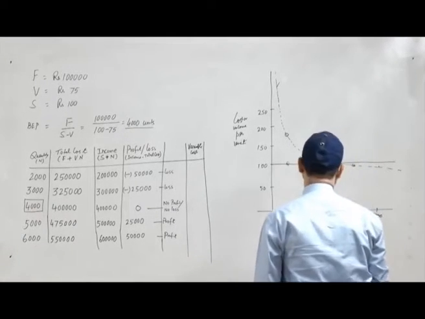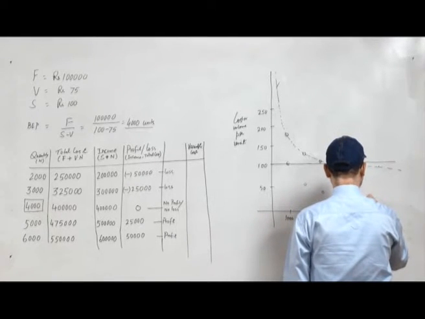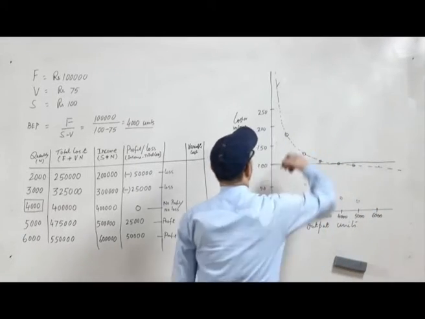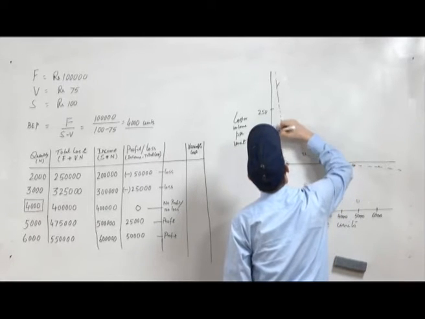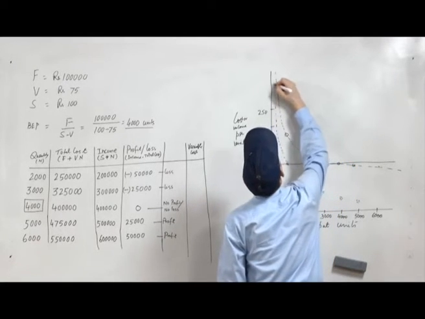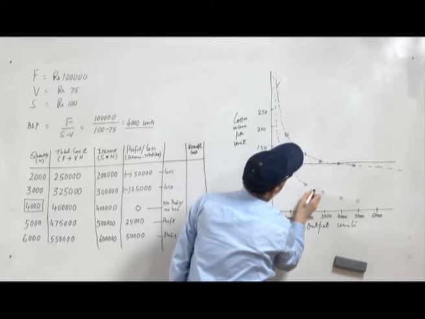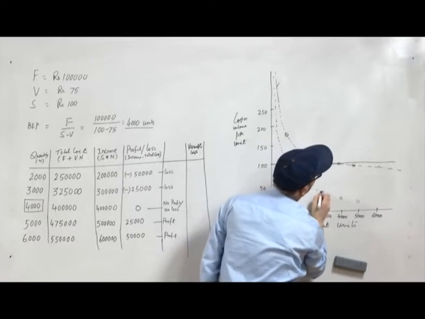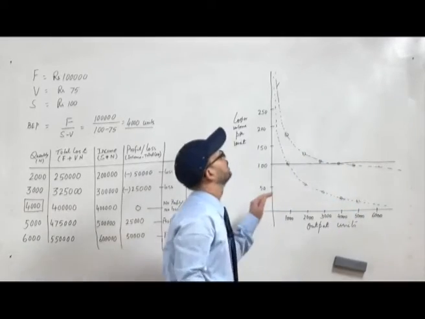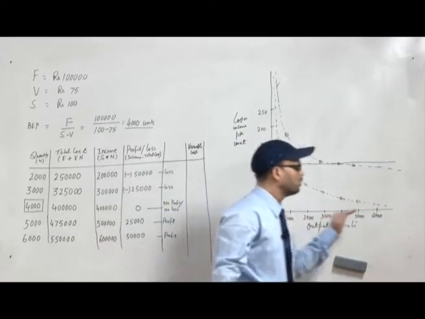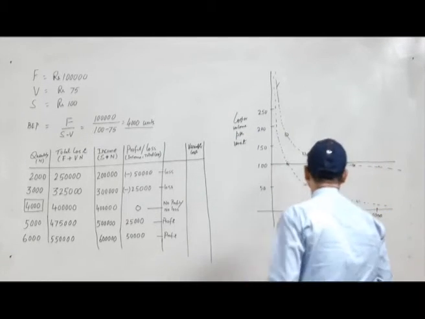Then for 5000 units it is close to 20. Certainly it will go on decreasing as we move. So it will reach towards infinity, and this line in the x direction will move like this, and it will reach towards 0 as we go on increasing the number of units.